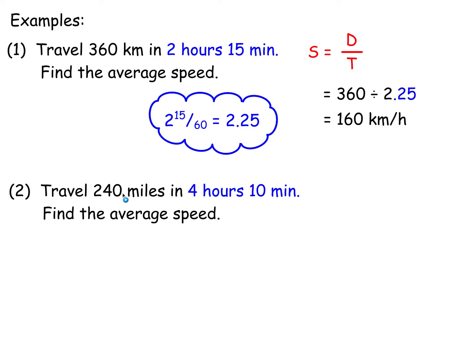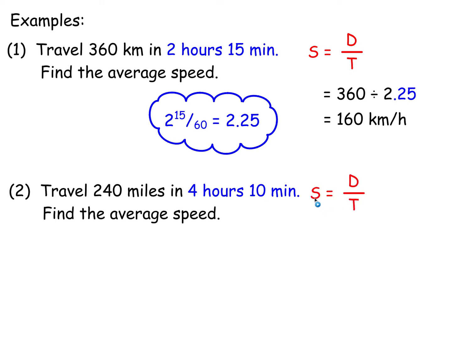So here, travel 240 miles in 4 hours 10 minutes. You want to have 4 hours 10 minutes into hours only. So you want to divide the 10 by 60 to get the fraction of an hour. It will be the recurring decimal 0.1 and then 6 recurring. Or better still, on the calculator, enter 4 and 10 sixtieths.